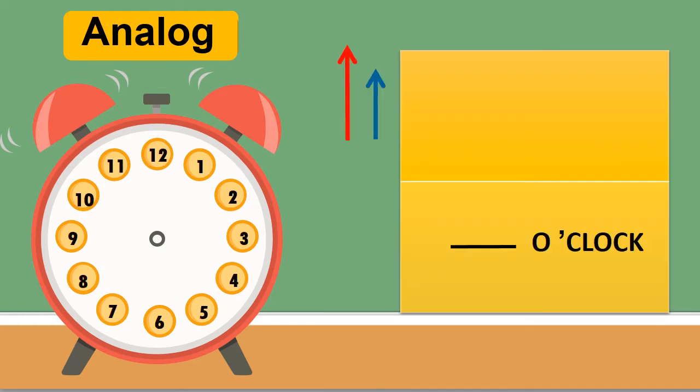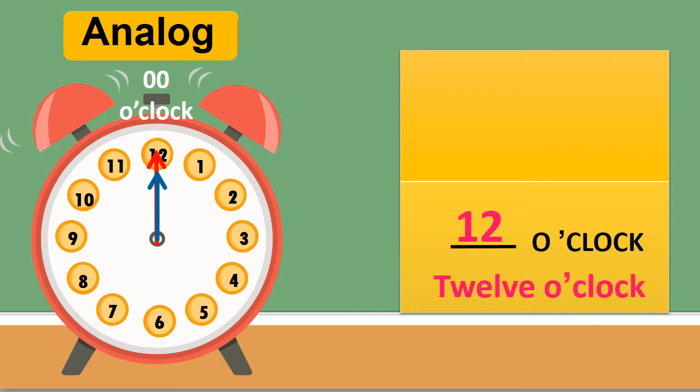I'll give you an example here. I have the long hand and the short hand. If both of them point to 12, like that, in analog form the short hand tells me the exact number. So the short hand will be 12 and the long hand tells me o'clock. So it's 12 o'clock because the short hand points to 12, it means 12, and the long hand points to 12, it means o'clock.